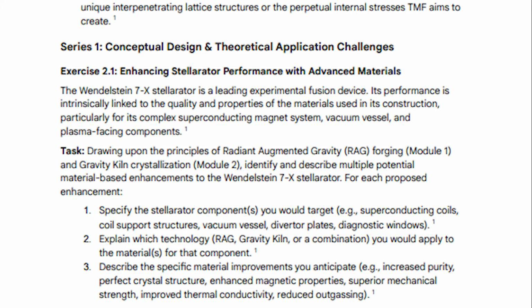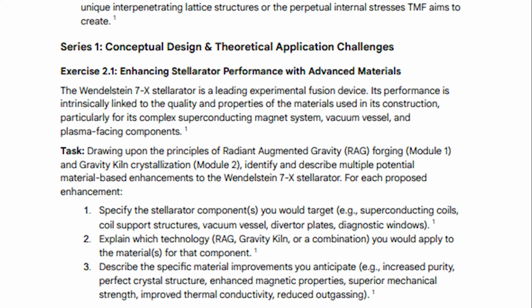Task: Drawing upon the principles of radiant augmented gravity, RAG forging, Module 1, and gravity kiln crystallization, Module 2, identify and describe multiple potential material-based enhancements to the Wendelstein 7-X Stellarator. For each proposed enhancement, 1. Specify the Stellarator components you would target, e.g. superconducting coils, coil support structures, vacuum vessel, divertor plates, diagnostic windows. 2. Explain which technology, RAG, gravity kiln, or a combination, you would apply to the materials for that component.